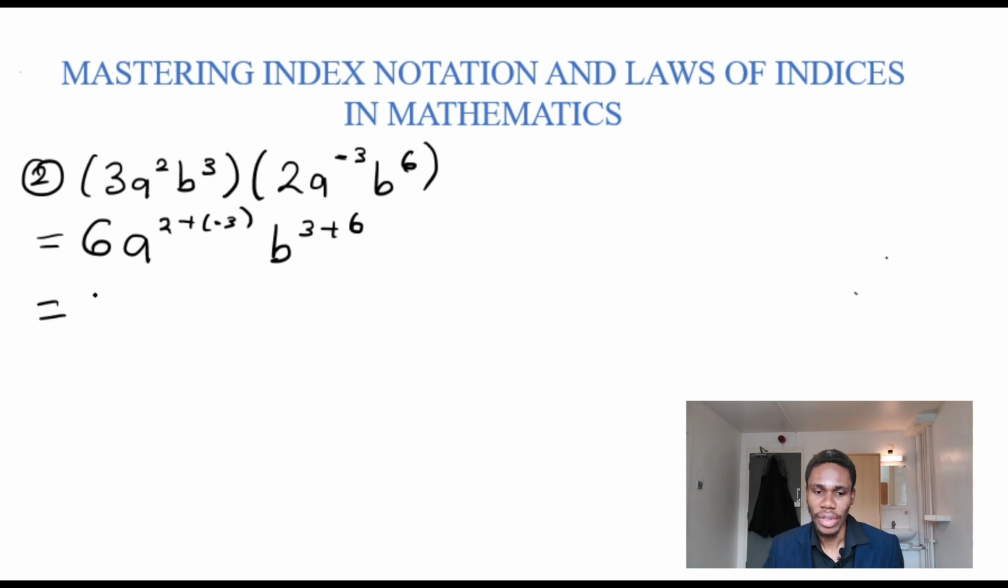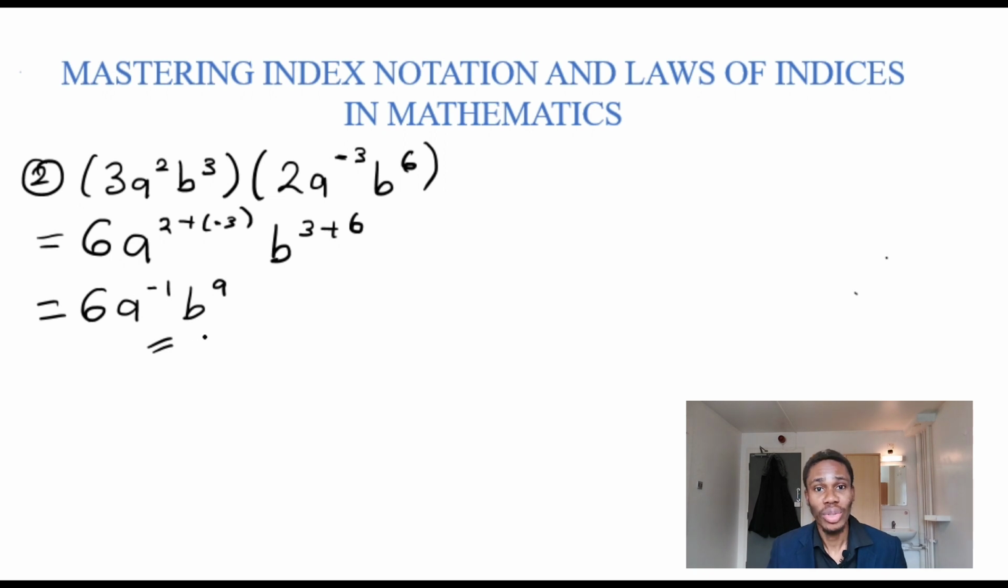We now have 6a, 2 plus minus 3 is 2 minus 3, which is minus 1. So 6a exponent minus 1, b, 3 plus 6 is 9. So we have b exponent 9. And this is our final answer.